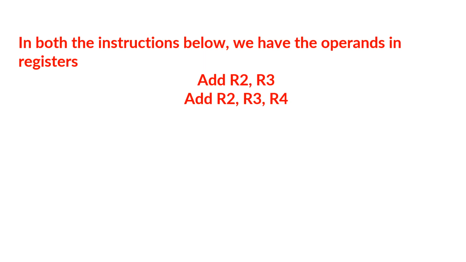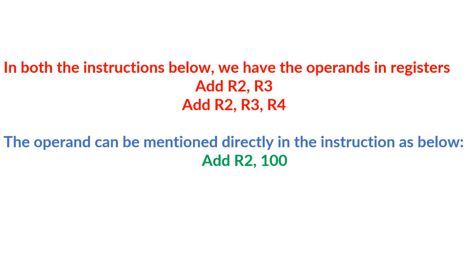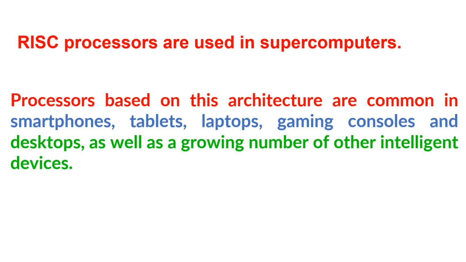We clear it with an example. Here we have taken two statements, two instructions. In both instructions we have operands in registers. And in the next instruction, the green colored instruction, we have directly mentioned the operand 100. Add R2, 100. Here we have directly mentioned the operand 100. So the operand can be mentioned directly. So we have understood two ways.